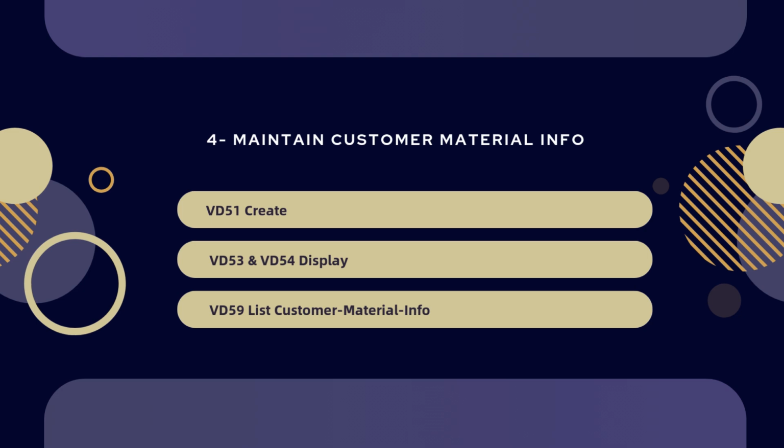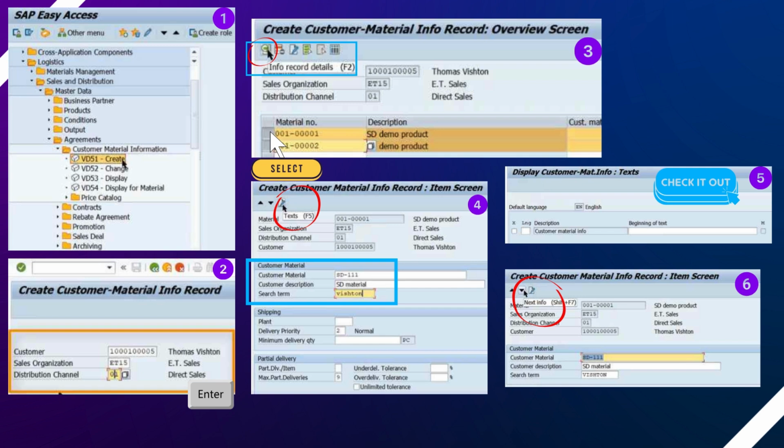By the end of this tutorial, you will be able to create a customer material information record using transaction V51. Additionally, you will learn how to use the display transactions V53 and V54, as well as the V59 transaction to list customer material information. Let's get started by accessing transaction V51 within the Master Data section of SAP's SD Sales and Distribution module. Open the Agreements folder, then select Customer Material Information.